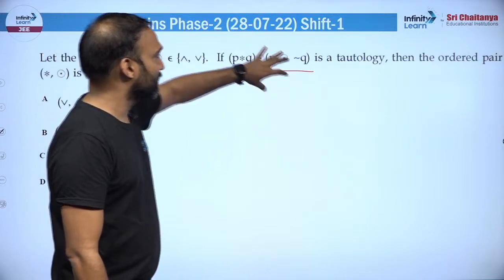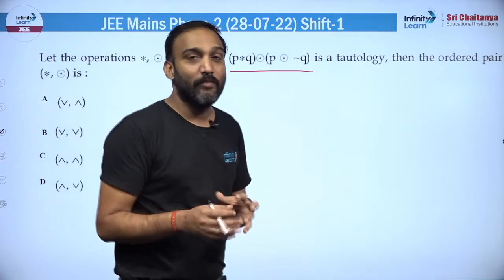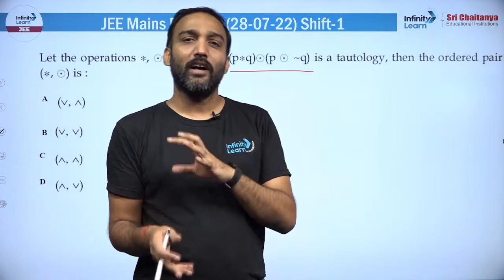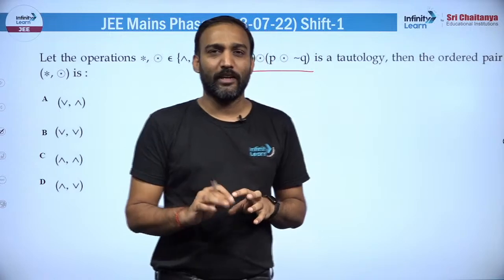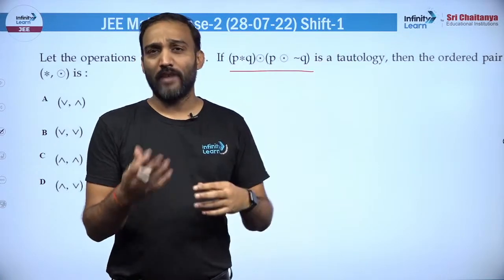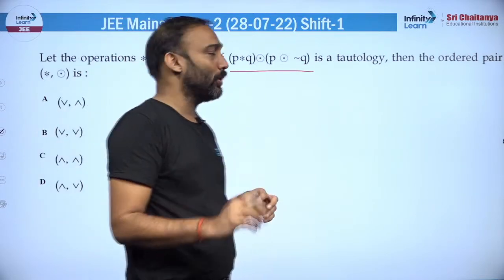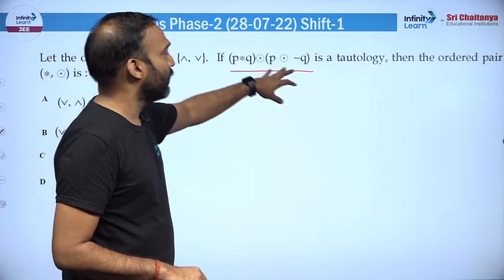Now this relation is being defined as a tautology. What is a tautology? Tautology is when all the outcomes are true statements. None is a false statement. So we call that relation a tautology. When it's a fallacy, or a contradiction, we call it when all the outcomes are false. So tautology means all the outcomes are true.